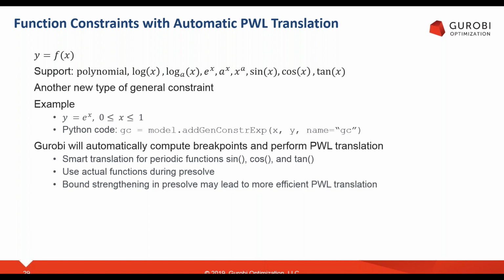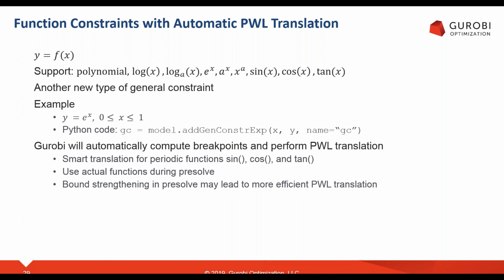But then using these function constraints might be beneficial to you, because Gurobi is relatively clever inside of the translation, because there are several things that Gurobi can do which you as a user may not be able to do so well. So the first thing is the periodic function sine, cosine, and tangent. Of course, this is something that you can do yourself as well.